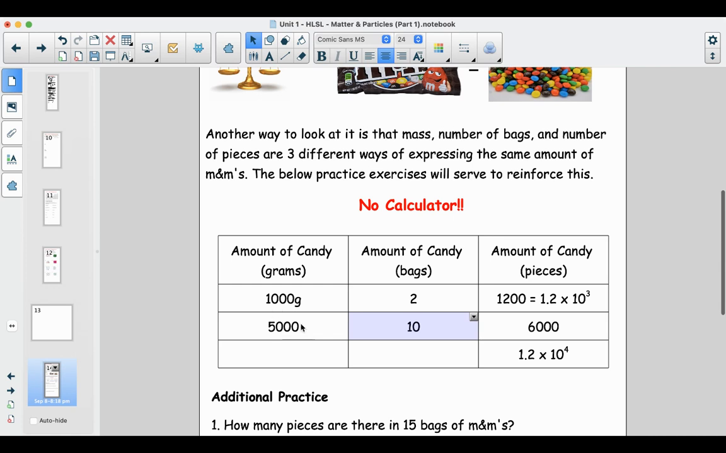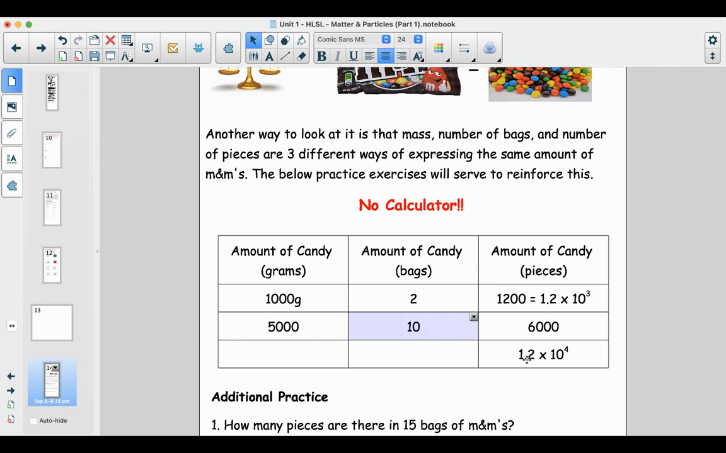Notice that if we start out with mass, we really don't go directly to the number of pieces of candy. I guess you could, but usually it's a two-step question. First, you go from the mass of candy to the number of bags, which we can figure out pretty simply. Once we know the number of bags, we can also figure out the number of pieces of candy if we want to. When I converted into bags, I divided. And when I convert out of bags, I always multiply.